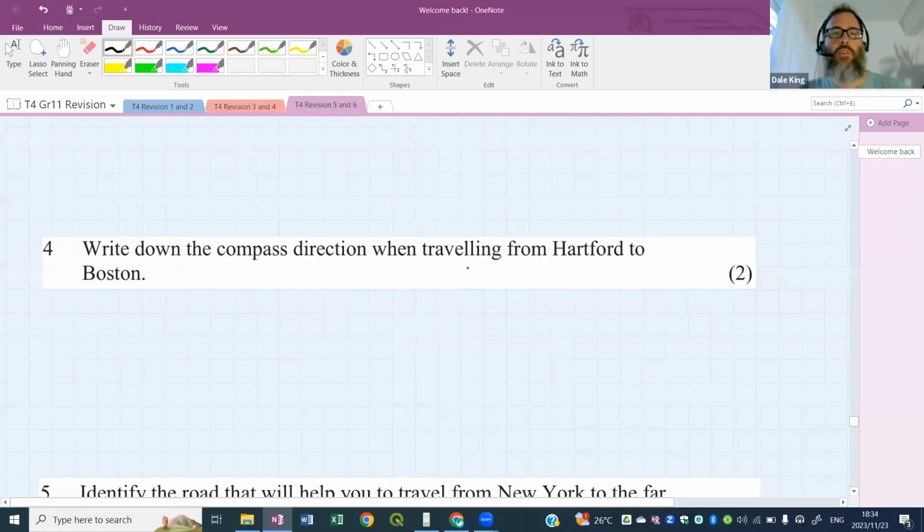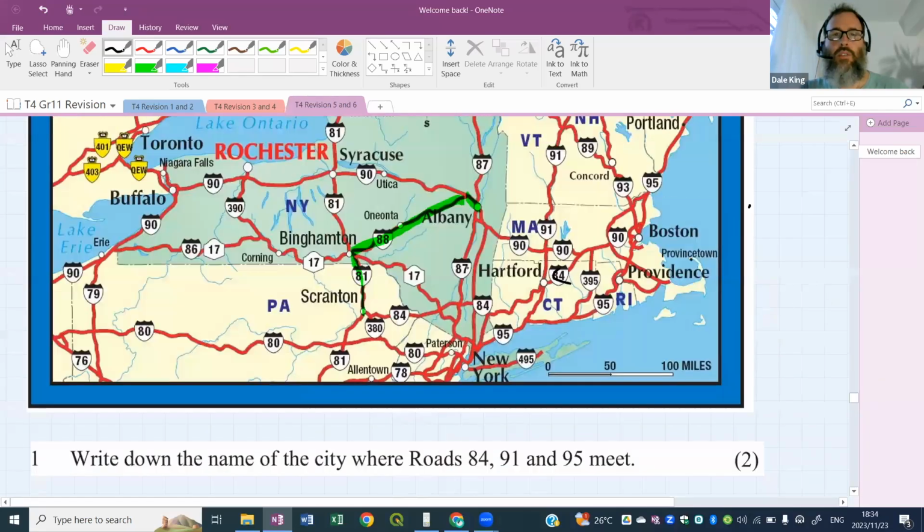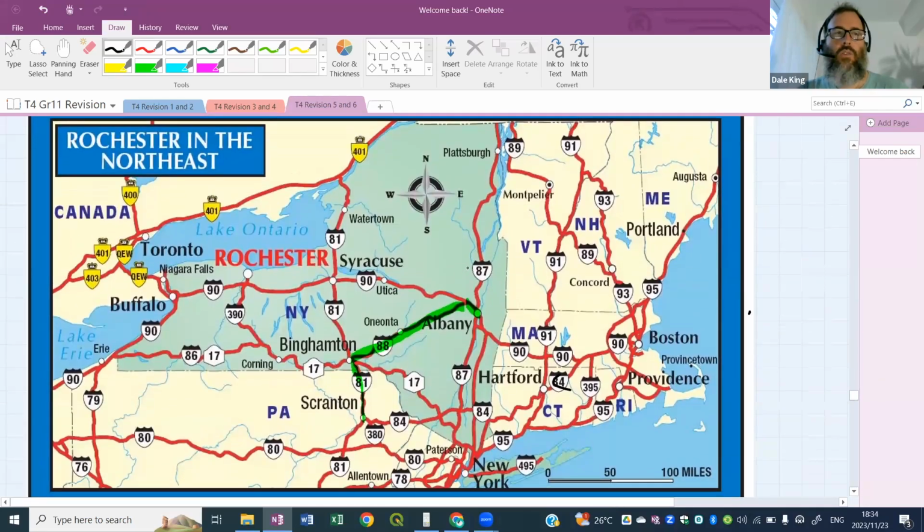Write down the compass direction when traveling from Hartford to Boston. All right, so let's just find Hartford and Boston first. So here's Hartford. I've highlighted it there with green. And we are going to Boston over there.